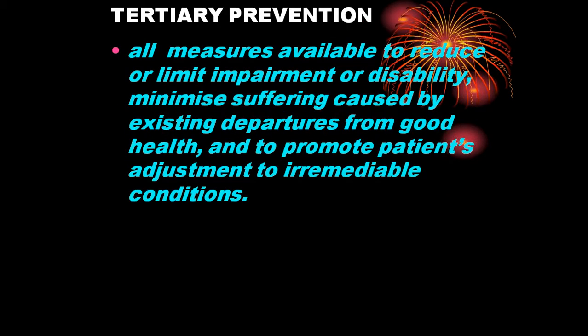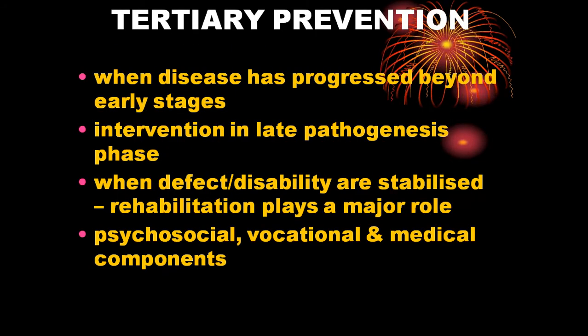And finally, we come down to the last level of prevention, which is tertiary prevention. All measures available to reduce or limit impairment or disability, minimize suffering, and promote patient's adjustment to immediate conditions is called tertiary prevention. The disease has already progressed. Complications have happened. Disability may be there. So you got to prevent that.